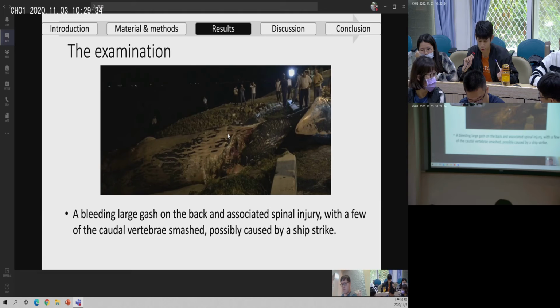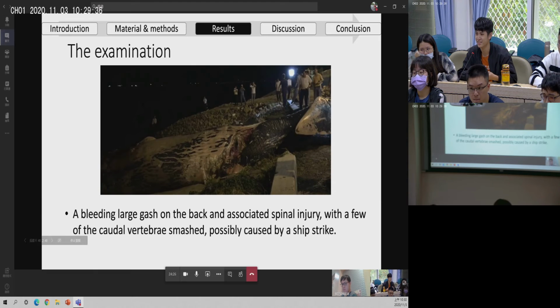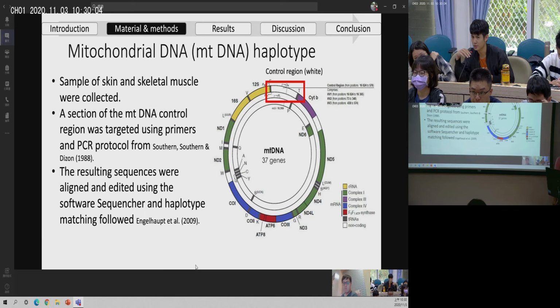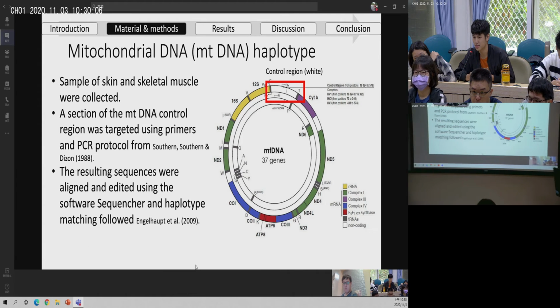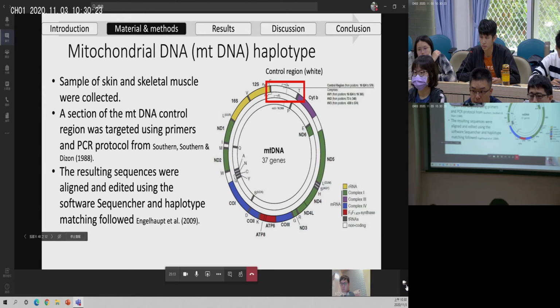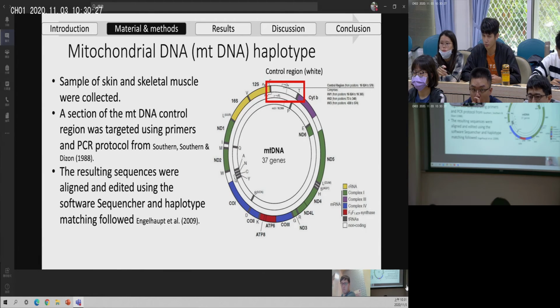Can you go back to mtDNA? Yes, this page. Why choose skin and skeletal muscle to collect? Because their DNA in skin or skeletal muscle is more abundant. So if we amplify this sequence, it's more probable we can get the sequence.